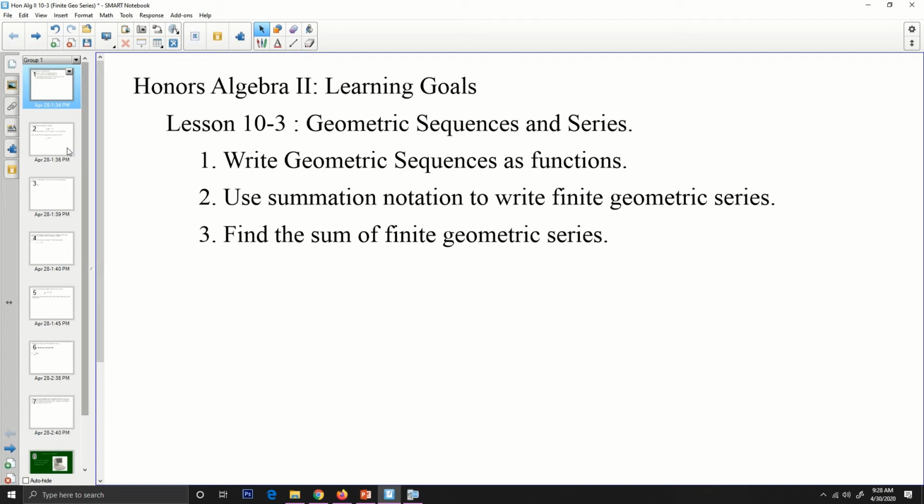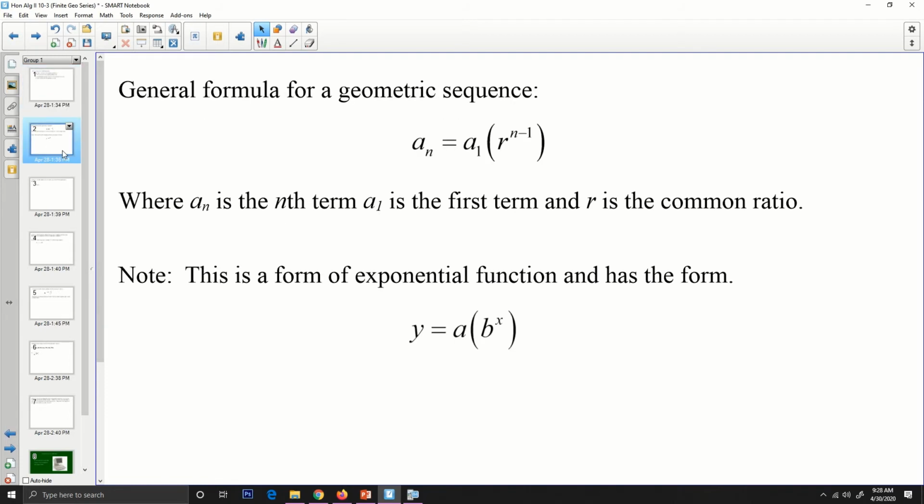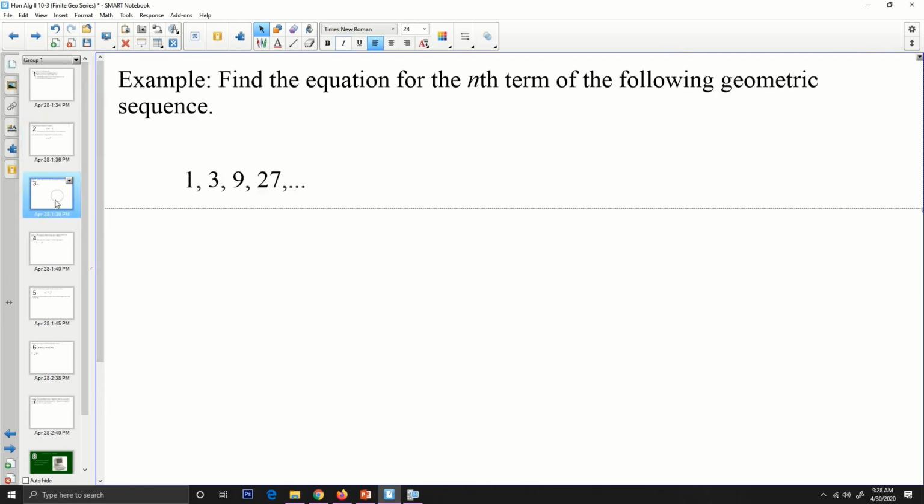finite geometric series. So let's first talk about what the general formula of a geometric series sequence looks like. It is a sub n equals a sub 1 times r to the n minus 1, where a sub n is the nth term, a sub 1 is the first term, and r is the common ratio. You will note that this is a form of the exponential function y equals ab to the x. It looks very similar to that. In fact, the values end up being the same.